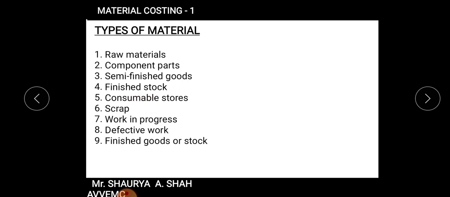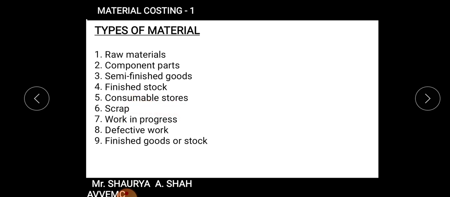Scrap. The waste of materials arising in the course of manufacturing is known as scrap, right? Scrap is a kind of wastage which happens during the production process. The scrap of one industry can be used as raw material for another industry, but why is it included in material? Because it is generated during the production process, and you sell it and earn money out of it.